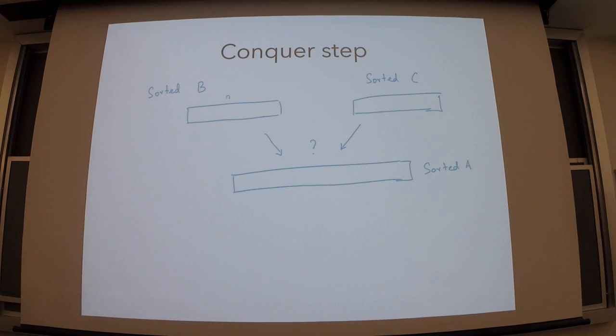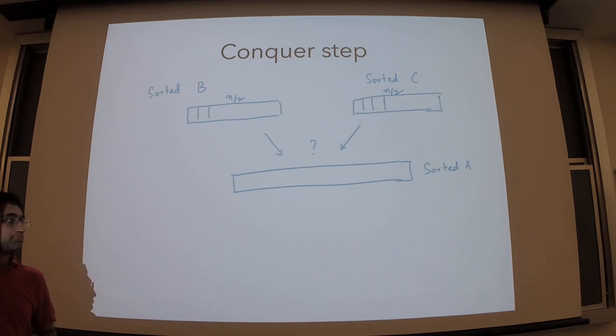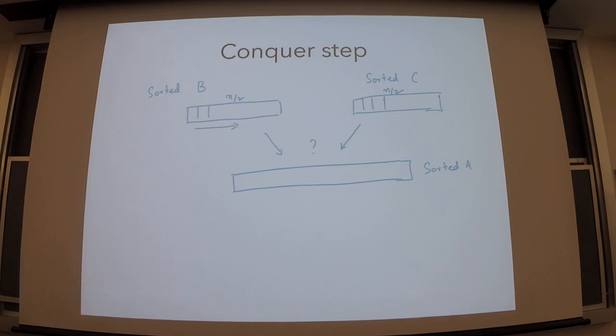Just iterate across B and C. Yeah, so how do you iterate across B and C? Well, you know the first elements are the smallest in both arrays, and one has to be smaller than the other. So just pick the smaller one and put it back down in A, and just keep doing it across both. Exactly. So what he's saying is, A is just the union of B and C, and B and C are both sorted, so these are in increasing order.